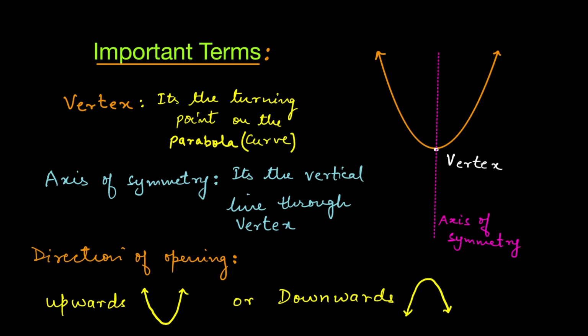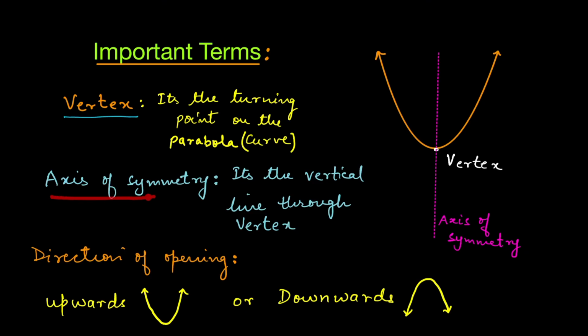Now understanding some important terms for the parabola. So this is the shape of the parabola in general. It can be either upward or it can be downward. So it can be in any direction. So vertex, the point where the curve takes the turn, like the curve is coming down and it's taking the turn. So the point where it takes the turn is said to be the vertex. So we say it's the turning point on the parabola.